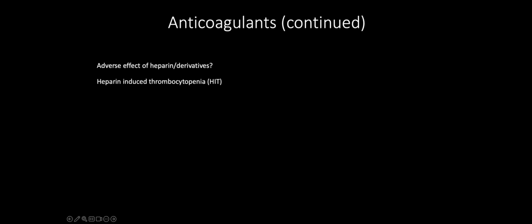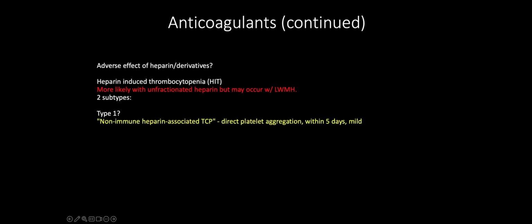Very good. So heparin-induced thrombocytopenia, or HIT, is more likely to happen with unfractionated heparin, but it does happen every once in a while with low molecular weight heparin. And there are two subtypes, or historically, I should say, two subtypes. Type 1, what used to be known as type 1, is now referred to as non-immune heparin-associated thrombocytopenia. So this is due to direct platelet aggregation that's mediated by these heparins. It usually happens within 5 days of administration, and it's pretty mild. It's not going to get you to a severe thrombocytopenia.